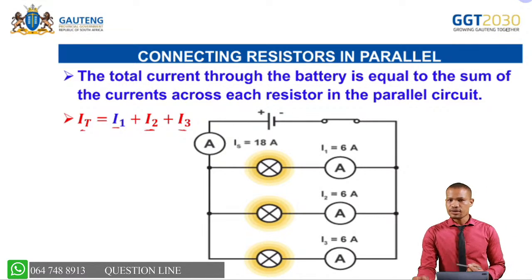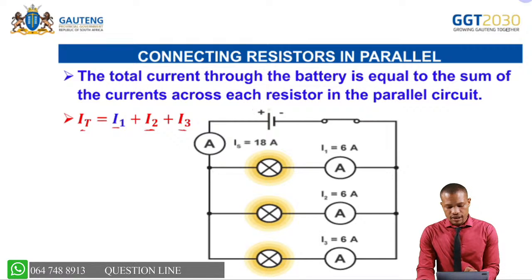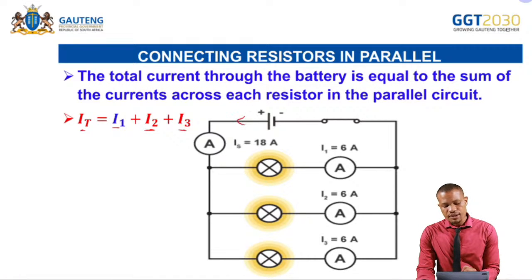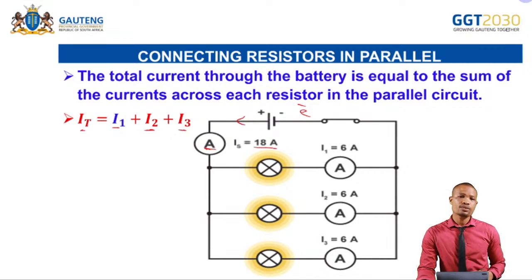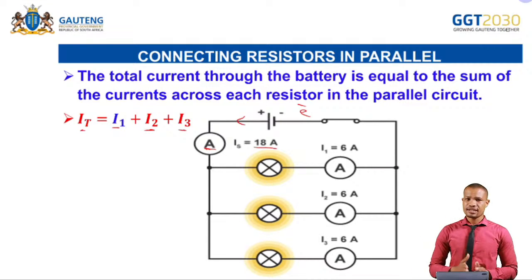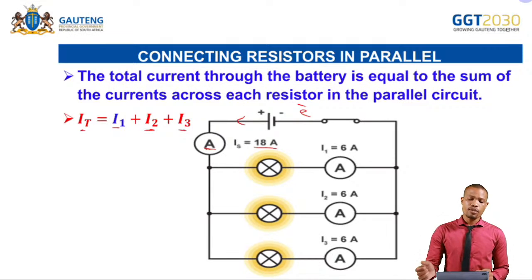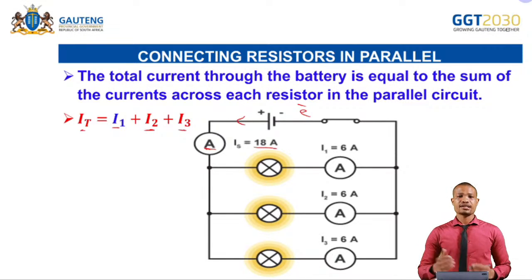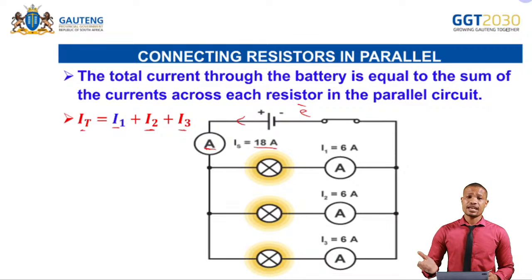So to illustrate this, we have the battery. Remember, current flows from the positive terminal but electrons flow from the negative terminal. So electrons are flowing in that direction, current is flowing in that direction. The total current that is measured here by this ammeter is 18 amps. And if these resistors are equal in resistance, they will split that current equally. But if they are not, the resistor with the least amount of resistance will take more current. And then the resistor with the highest resistance will take less current.